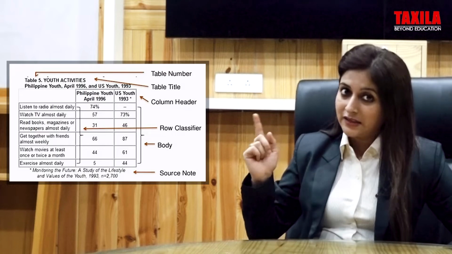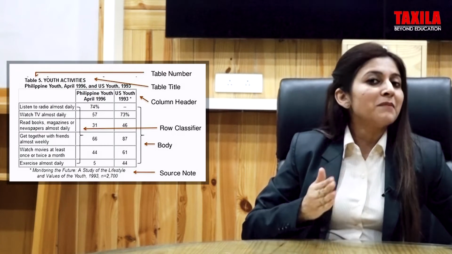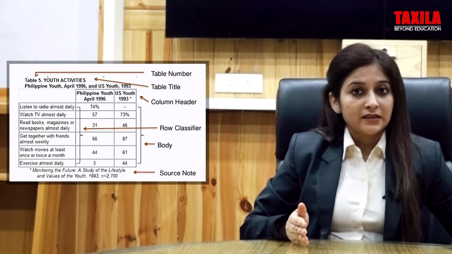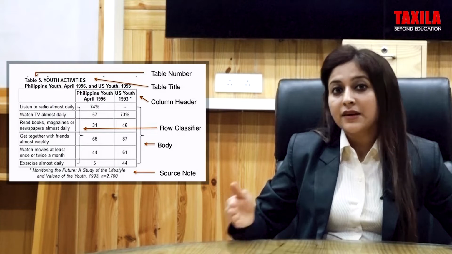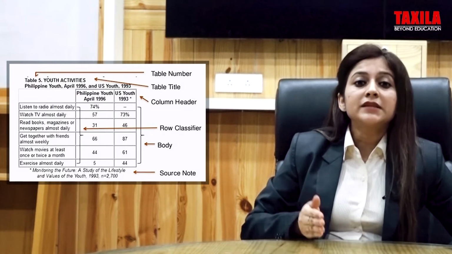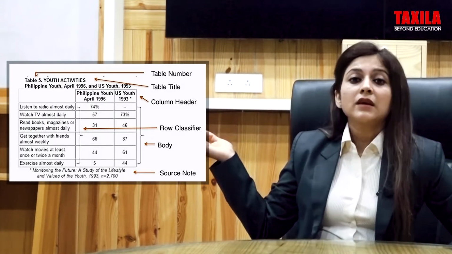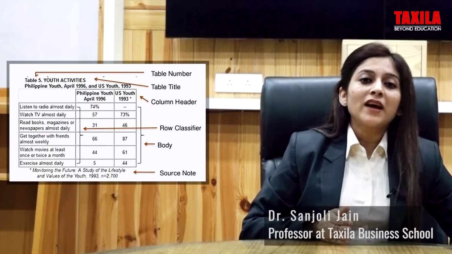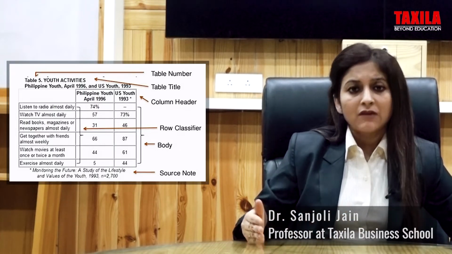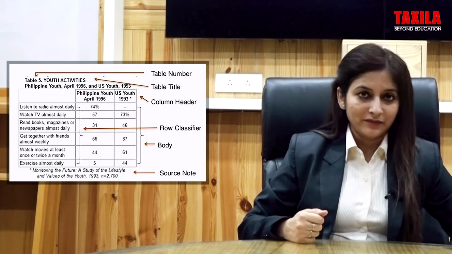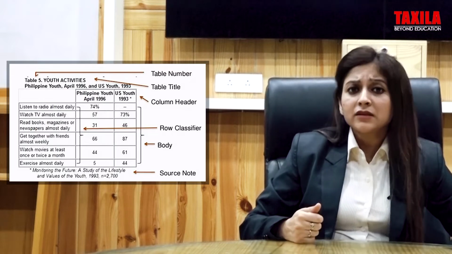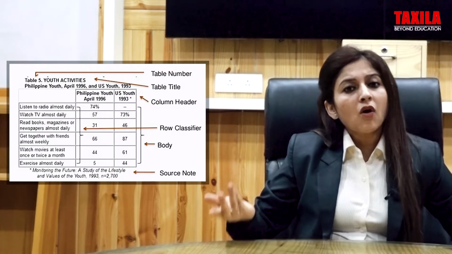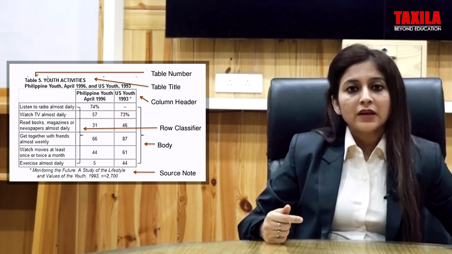Second is title. A table must contain a title that clearly tells the readers about the table, like here it is youth activities. Next one is column header, which is also called caption. A column header is the title of the column in the data table.